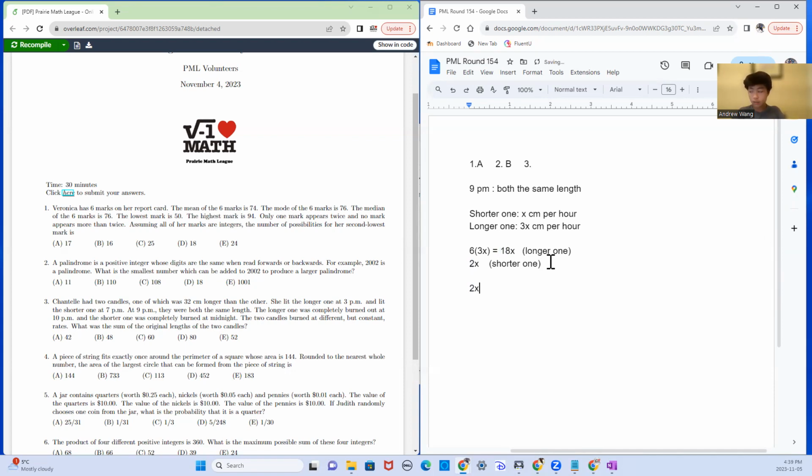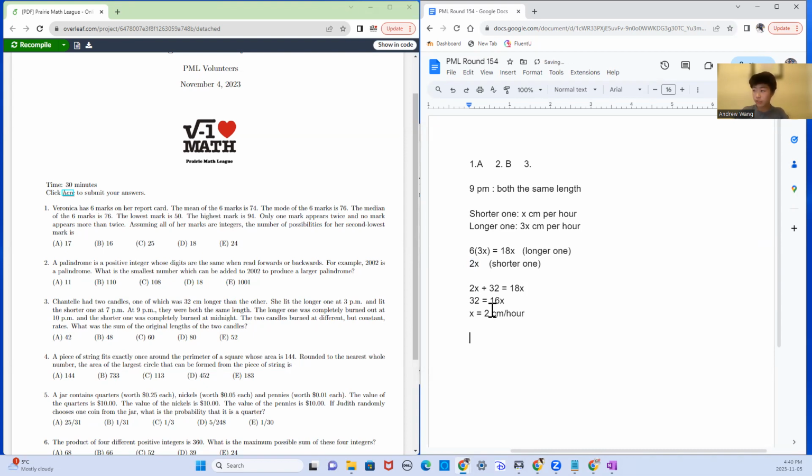So 2x plus 32 will equal 18x, since it was 32 centimeters shorter. If we move it to the other side, we get 32 equals 16x, and x equals 2. So we now know x, the speed at which it burned, is 2 centimeters per hour.